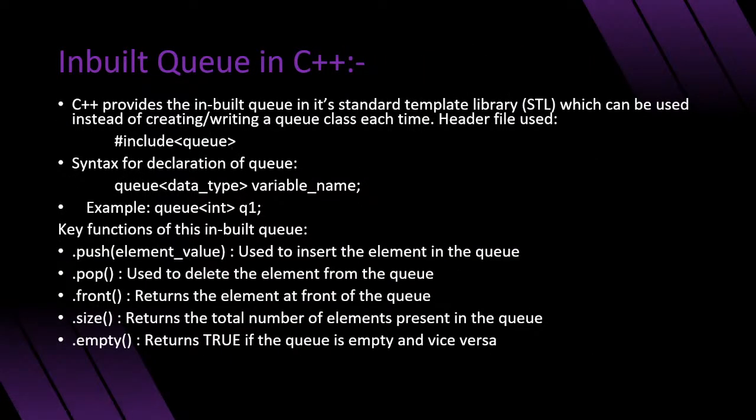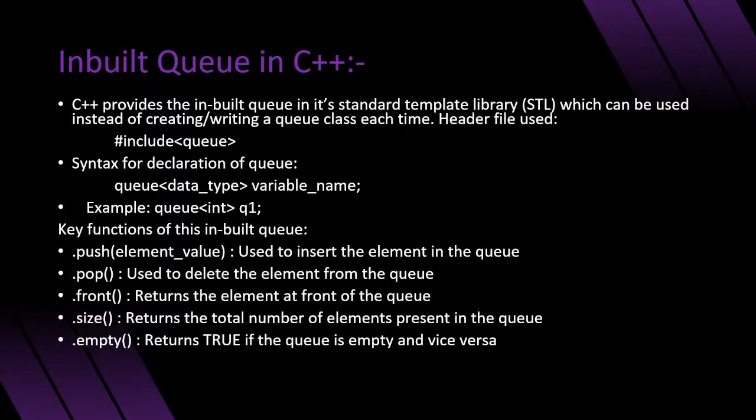as in the case of stack, C++ also provides an inbuilt queue, and it's in the standard template library. For this case, we use the header file #include queue, and the syntax is similar to that of stack: queue, data type, variable name. For example, queue int q1. So we create a queue of type integer. And as in the case with stack, the inbuilt queue in C++ does not have any end limit. It can keep on forever adding values to it.